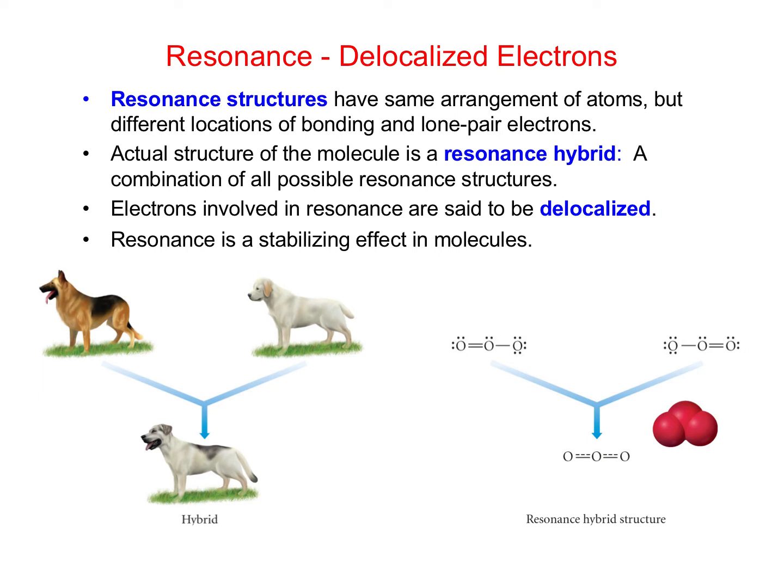And so when you can draw resonance structures, the electrons that are moving around, or they appear to be moving around when we draw the different resonance structures, those electrons are said to be delocalized. Now, one of the reasons we care about this is because resonance is a stabilizing effect in molecules. When molecules can have different resonance structures, they do because it lowers their energy. They like to spread their electrons out. So having multiple resonance structures or having this electron delocalization is a stabilizing effect. It lowers the energies of the molecules, and so they like it when this happens.